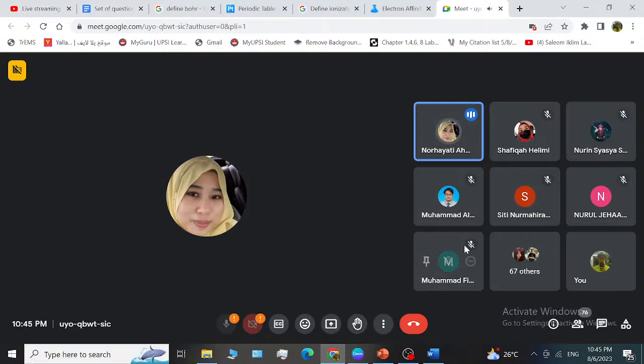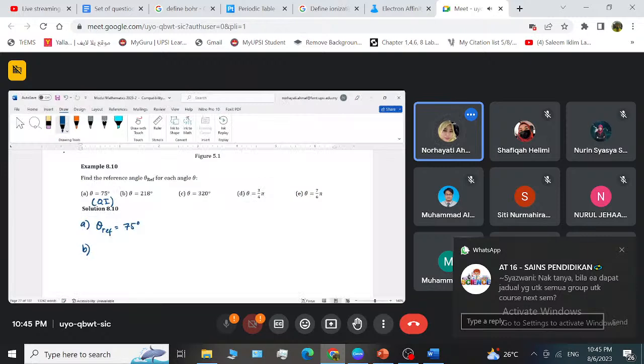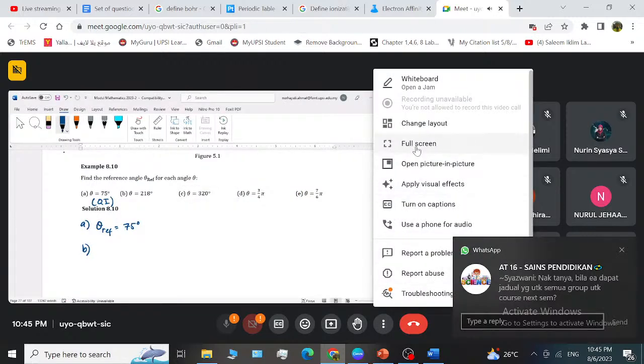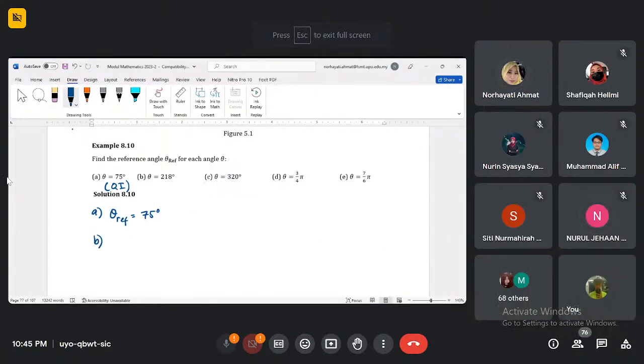is also the first quadrant. Okay, first quadrant. Okay, B. 218. 218 dekat mana? First, second or third quadrant? Third. Third, betul? Betul. Okey, bagus. Okey, masih lagi boleh berfikir. Alhamdulillah, bagus. Okey, so dia third quadrant.